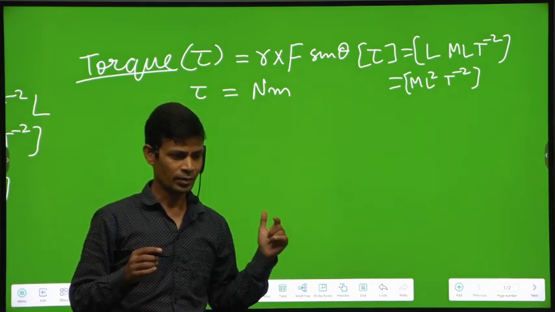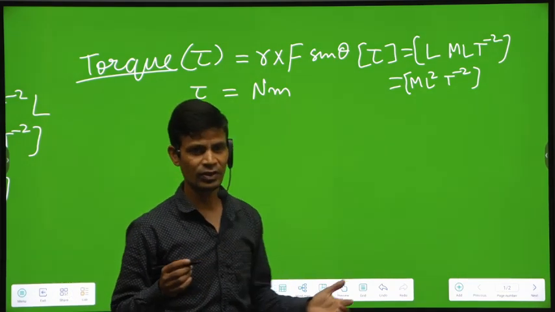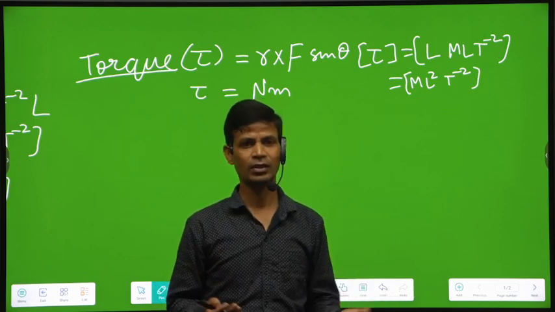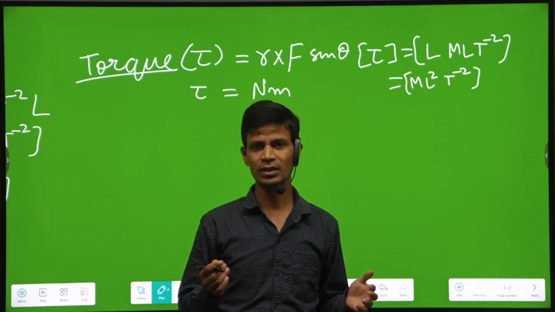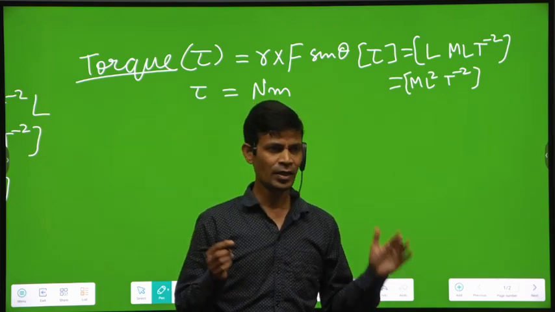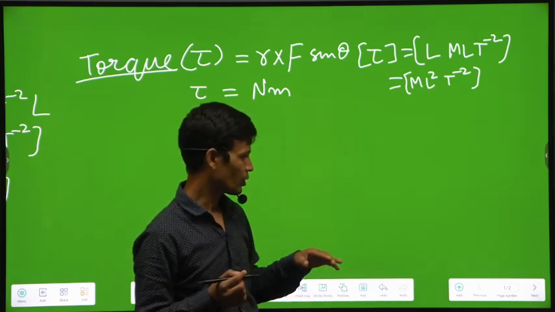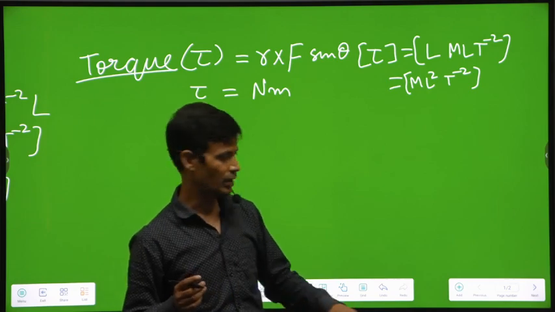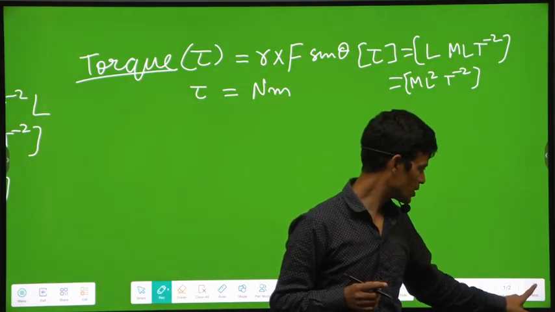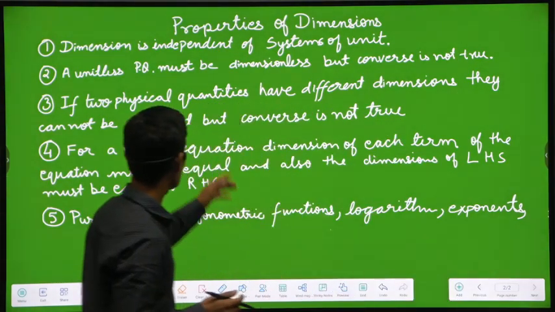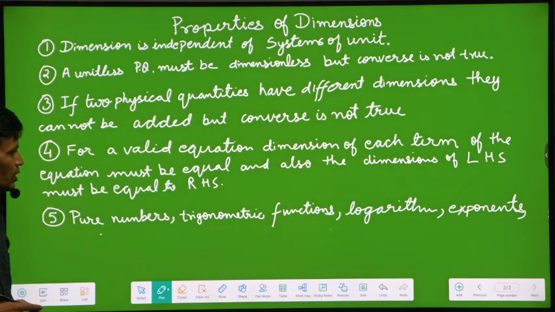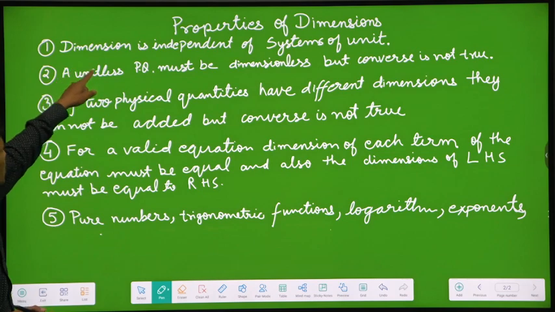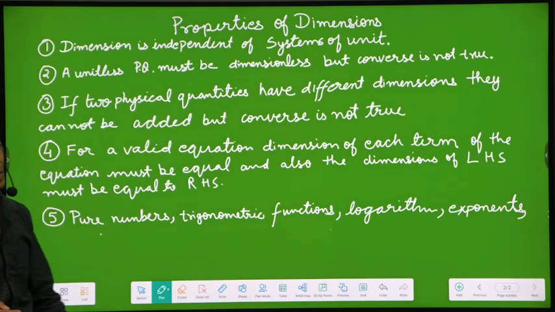So for the rest of the physical quantities, I am leaving it up to you. You can find their units and dimensions. But before I end this video, let's discuss the properties of dimension. Some of the properties I have included here. So dimension is independent of systems of unit.